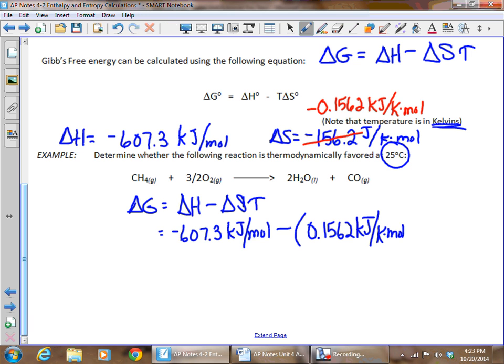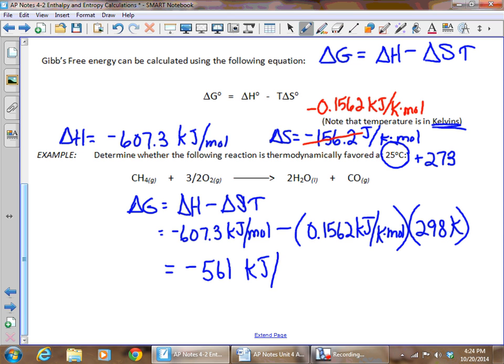We're going to get rid of that Kelvin in this expression because we're going to multiply that by the Kelvin temperature. Now remember, to get Kelvin, we're going to add 273 to the Celsius value to get our Kelvin value. So we're going to end up with 298 kelvins for our temperature here. When we do this calculation, then we end up with negative 561 kilojoules per mole reaction.